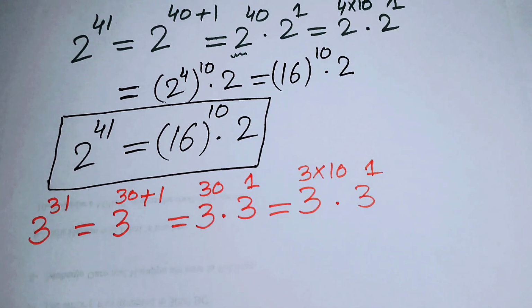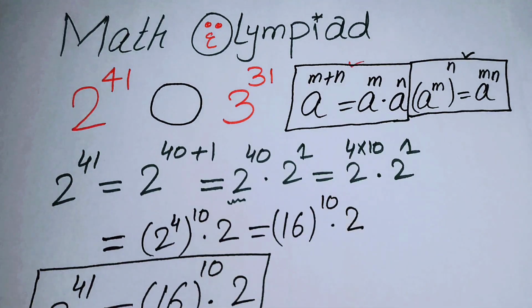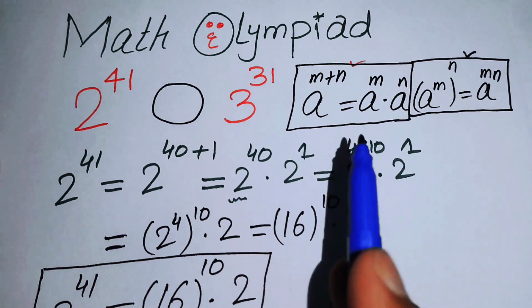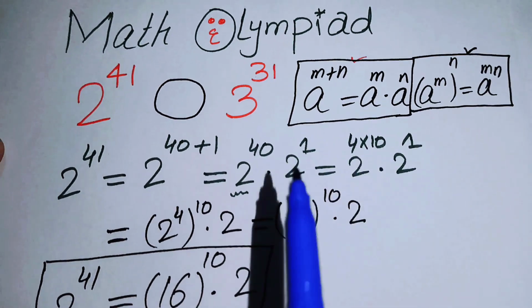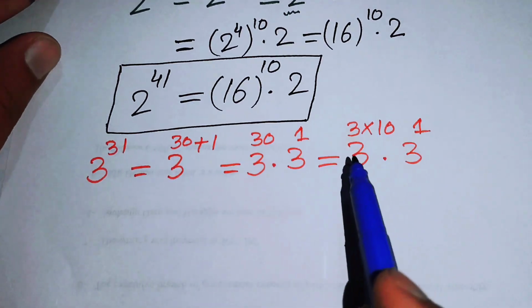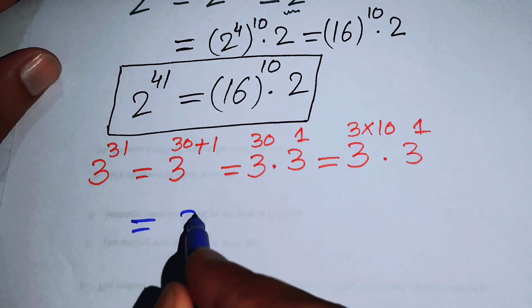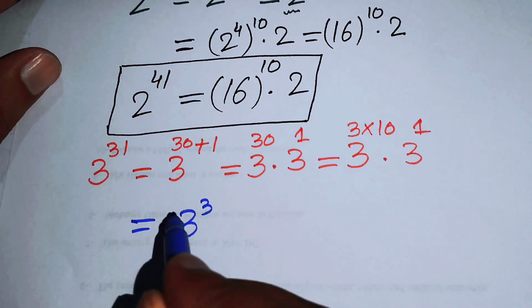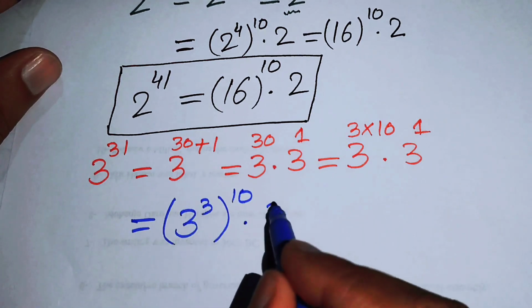And now again you see that we can apply this second exponential law. If you have a to the power of m times n, then we can write it in this exponent form, so that here you can write 3 to the power of 3 times 10 as 3 to the power of 3 and its whole power 10, into, here you have 3.